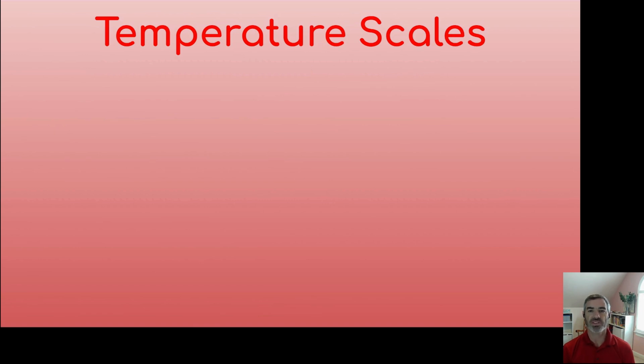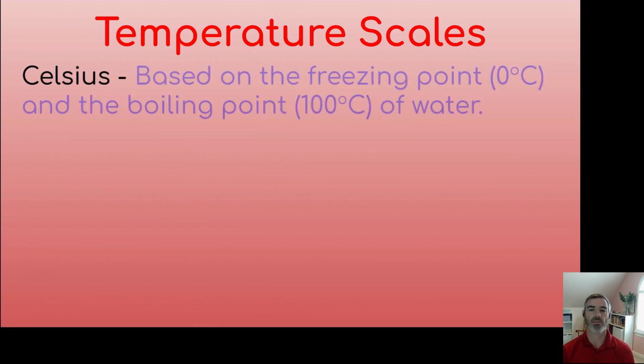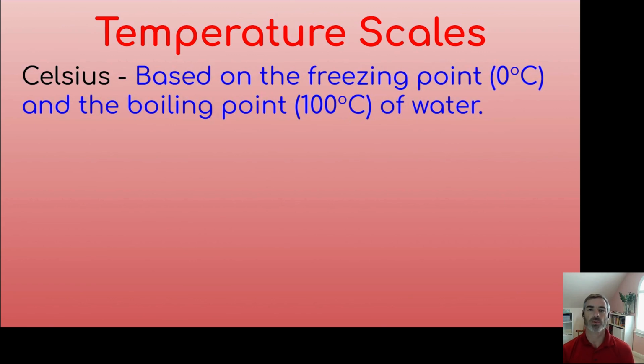The Celsius scale was developed based on the boiling and freezing points of water. 0 degrees Celsius was the freezing point of fresh water, and 100 degrees Celsius was defined as the boiling point of fresh water, and equal increments of temperature were marked in between 0 and 100.